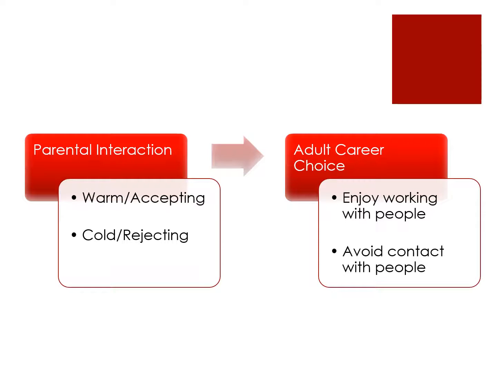According to this theory, warm and accepting parental interactions produce adults who pursue person-oriented careers, such as counselors, teachers, chefs, barbers, and business executives. In contrast, cold and rejecting parental interactions produce adults with career interests that are non-person oriented, such as careers in agriculture, engineering, construction, and scientific research.